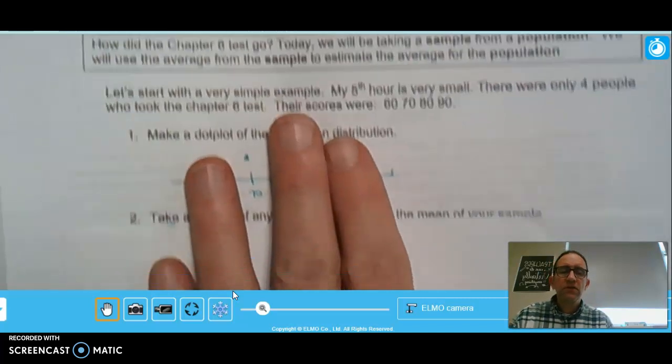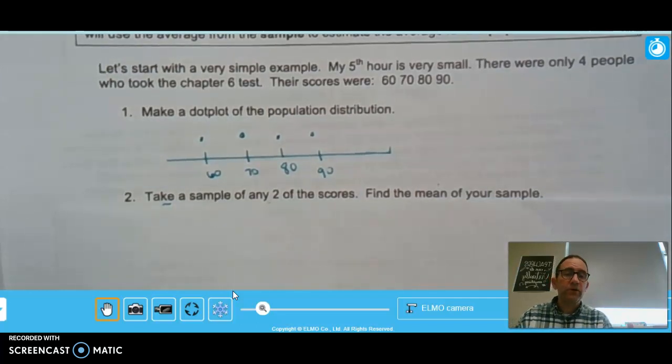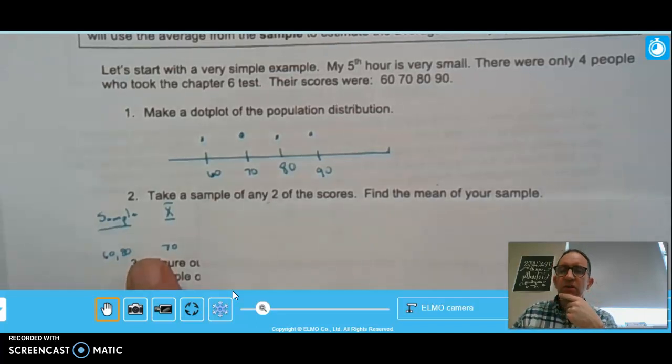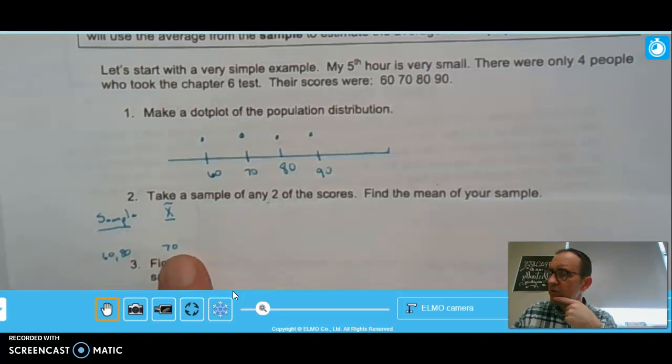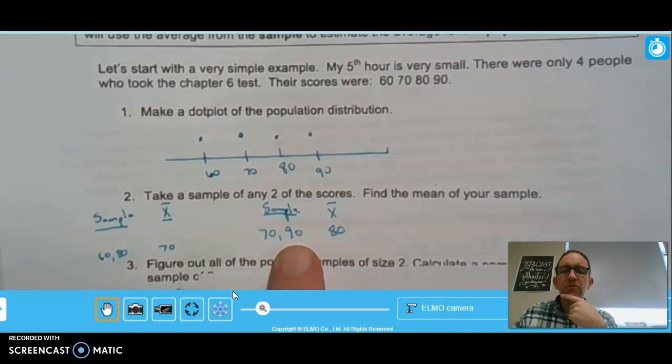Problem number 2 says, take a sample. So now we're taking a subset of those 4 scores. In this case, 2 of those 4 scores. And we're going to find the mean of our sample. So which 2 scores? Well, we don't know. We can pick any 2 scores. So maybe I will choose 60 and 70. The mean of those 2 scores would be 65. Maybe your friend chooses 70 and 90. The mean of those 2 scores would be 80.